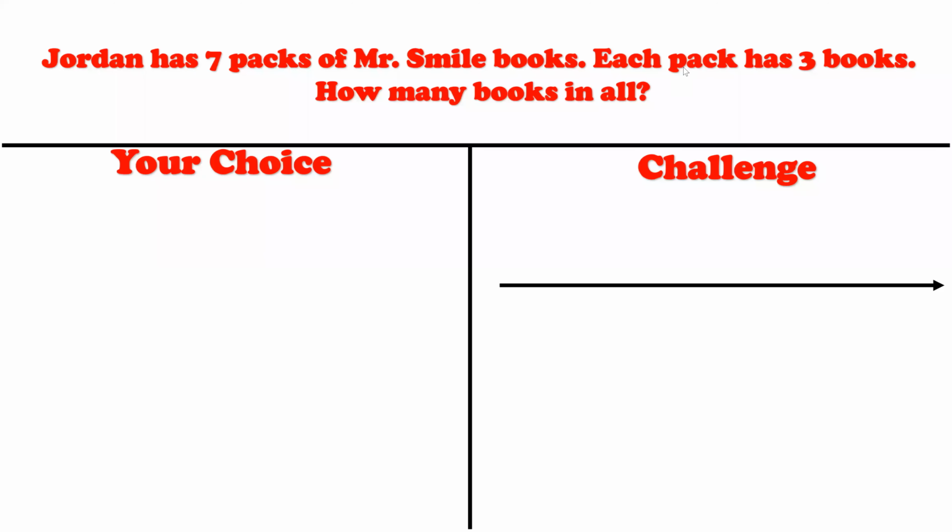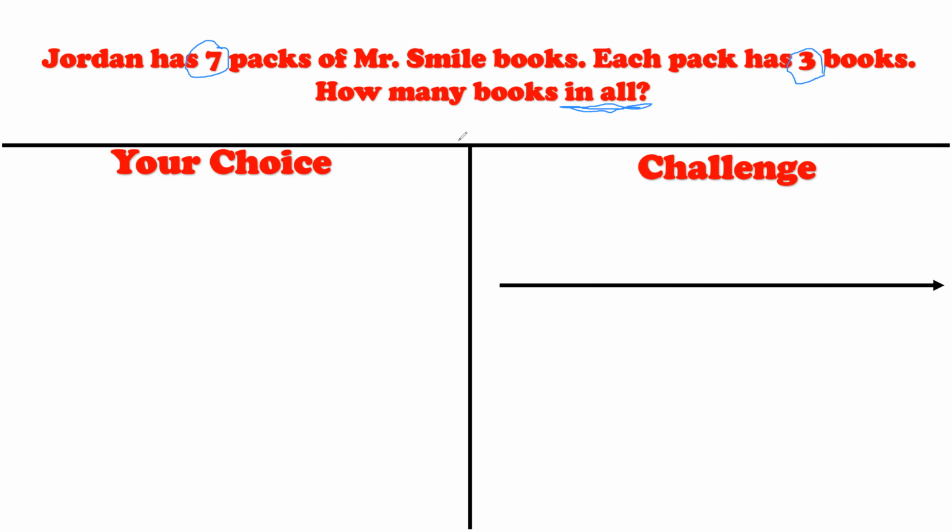Let's read the problem. Jordan has 7 packs of Mr. Smile books. Each pack has 3 books. How many books in all? First, I'm going to circle the numbers in my word problem. So he has 7 packs, and each pack has 3 books. In all is also a multiplication word. So the factors in this problem are 7 times 3.